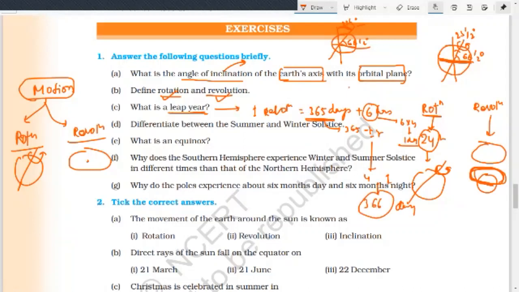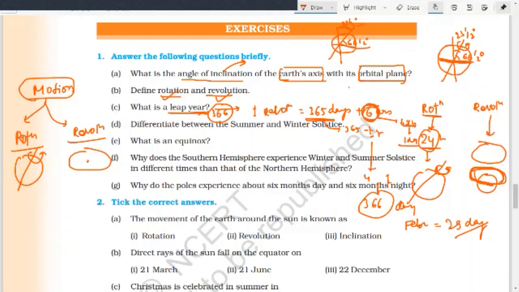This extra day is put in the month of February. So in a leap year, February has 29 days. A leap year has 366 days, and this extra day comes from this concept: the 6 extra hours taken by Earth to complete one revolution, which after 4 years are added to form 24 hours, a complete day.